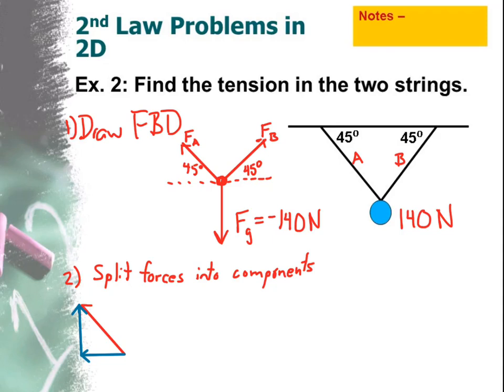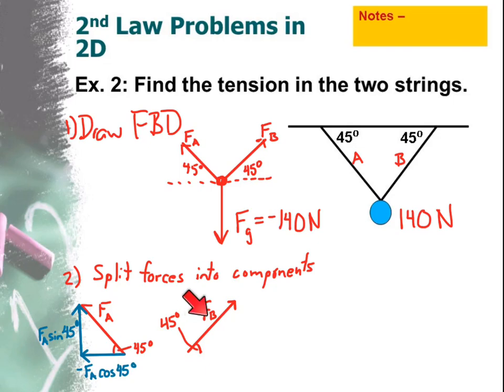So, for the force in rope A, my Y component is F of A sine of 45, but you'll notice that the X component is negative F A cosine of 45. It's in the negative direction, so I'm going to write negative. Okay, so be careful about that.